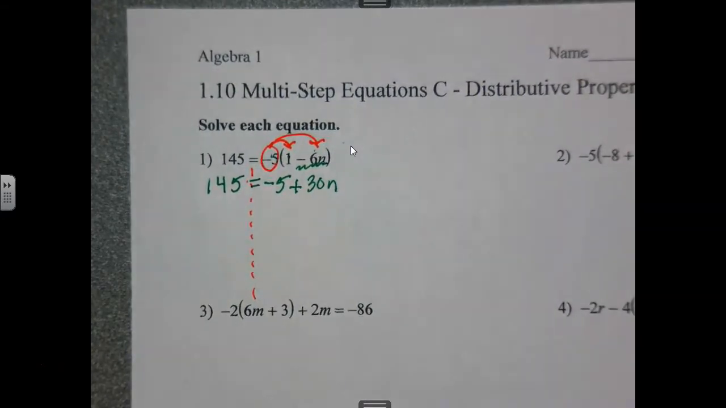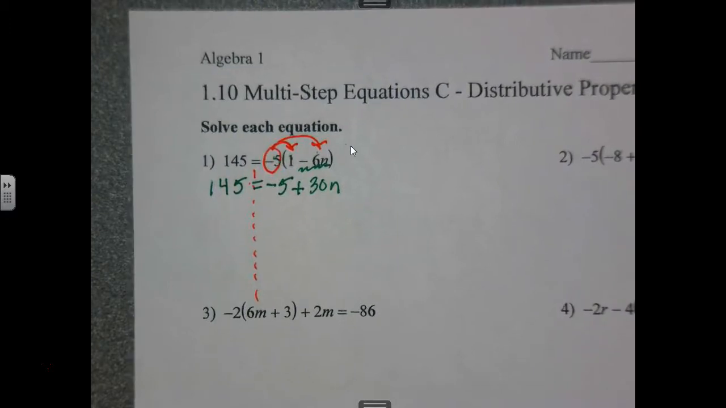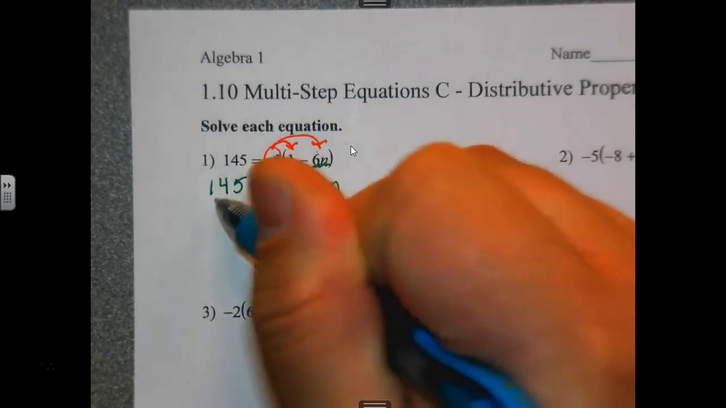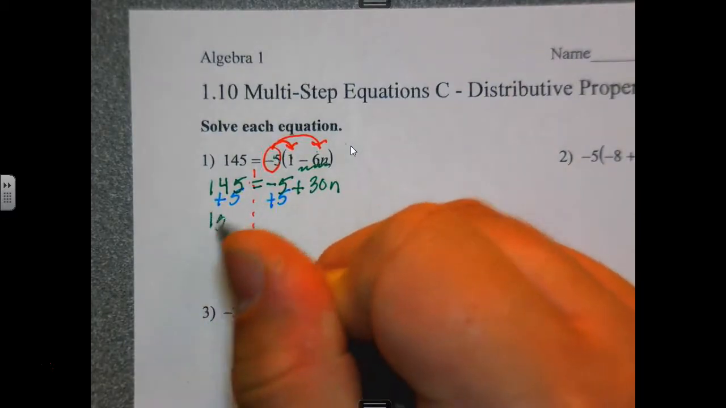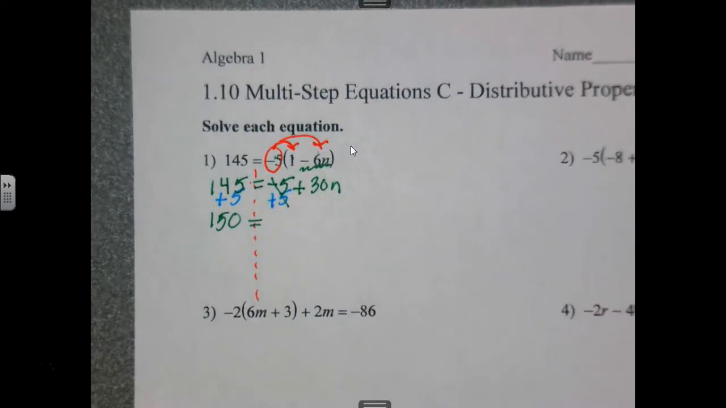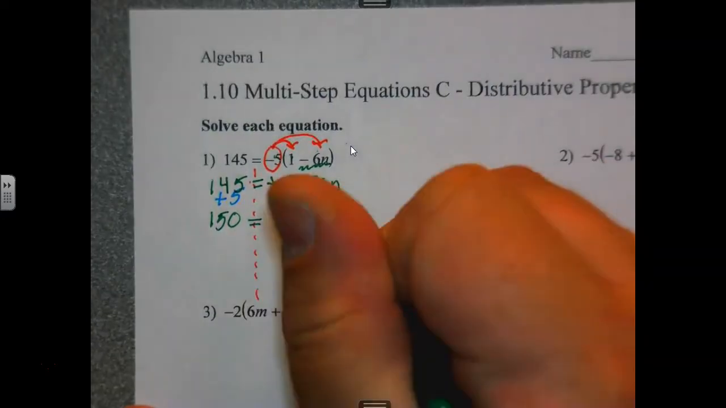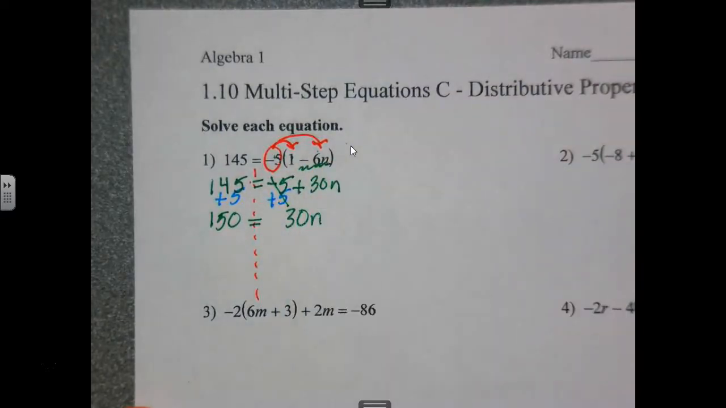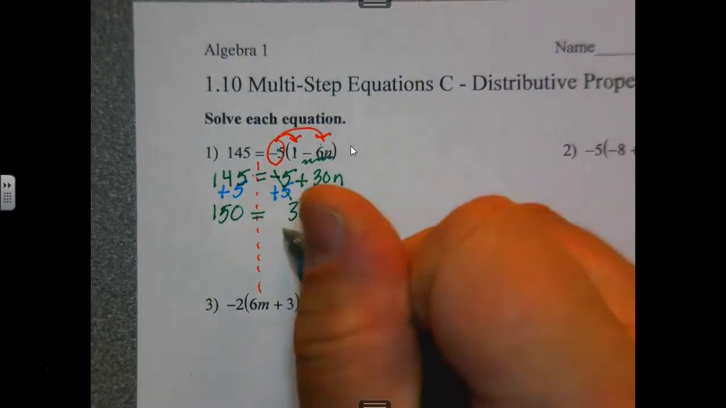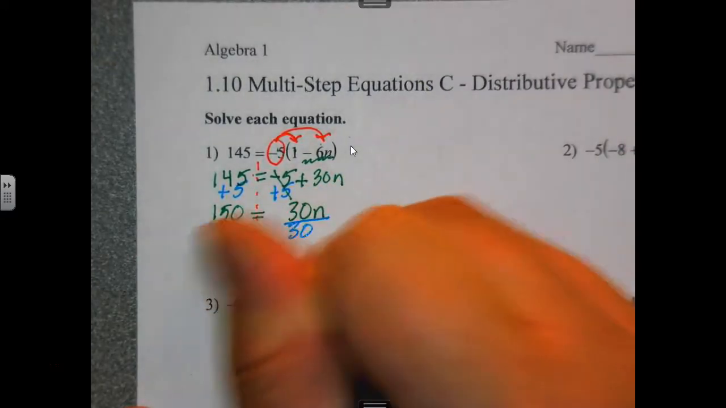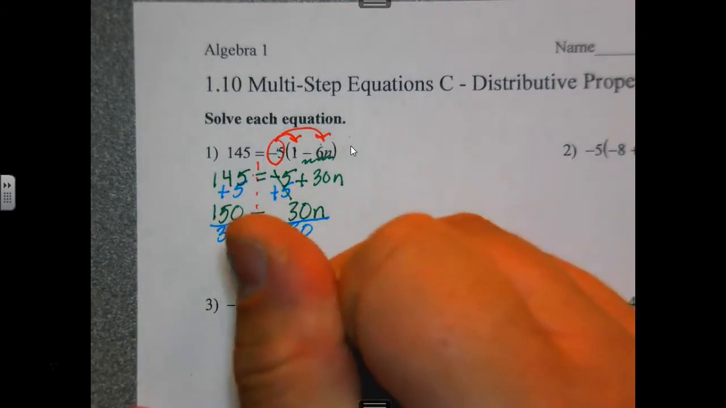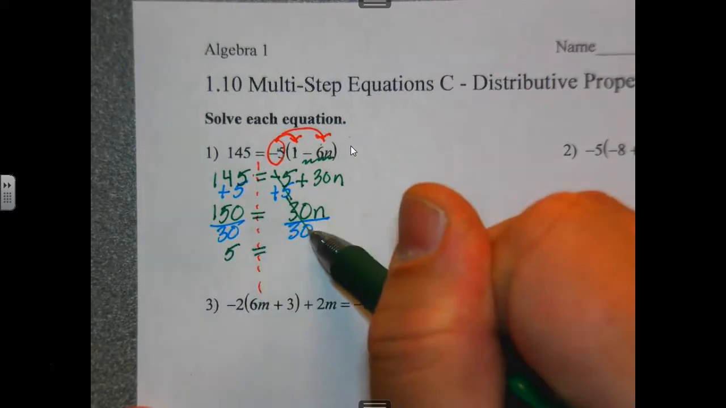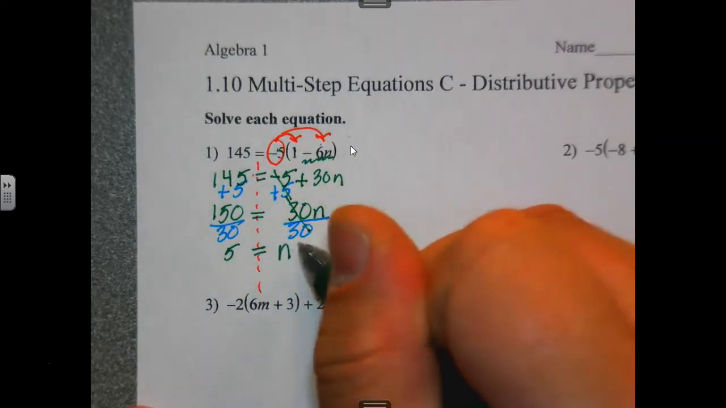Now I have to solve for the variable, or isolate the variable. So I'm going to add 5 to both sides. I get 150 equals, these add up to 0. You're more than happy to put a 0 there. I get 30n. Still have to get n by itself. So I'm going to divide both sides by the coefficient 30. 150 divided by 30. My 30's cancel to 1. 1 times n is n.